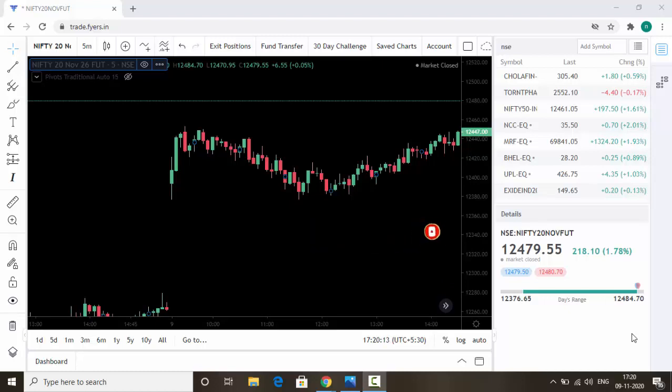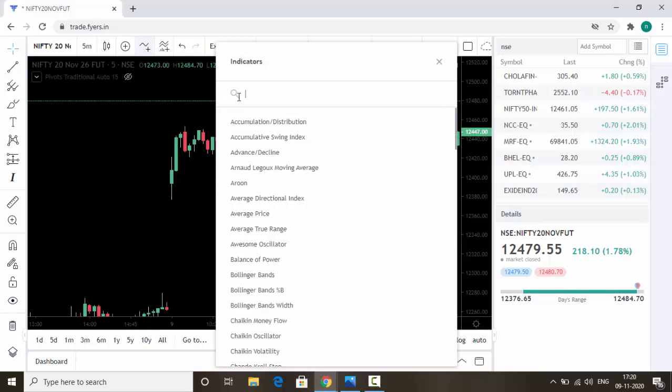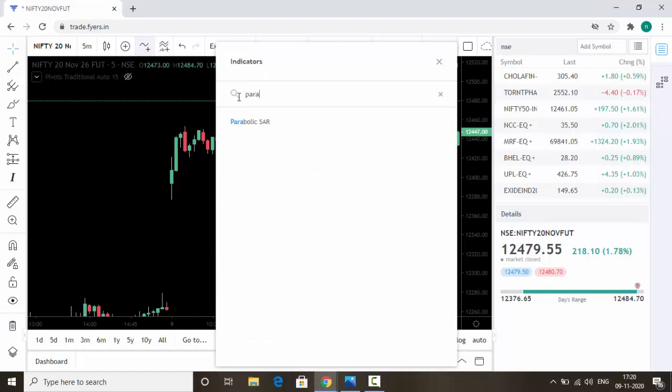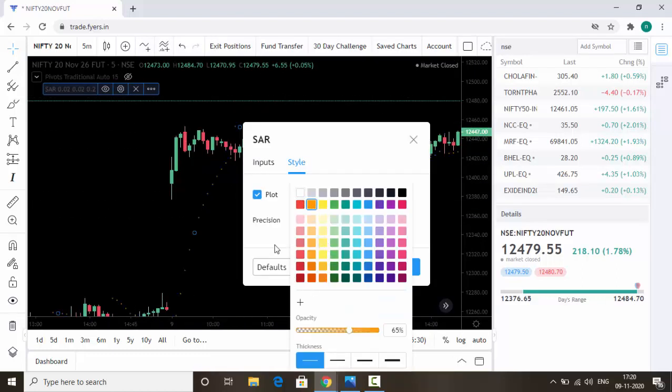Okay, let's discuss today's topic. Today we are going to discuss Nifty and Bank Nifty intraday trading strategy. For that, first we need to set up the chart. We need to add some indicators. The first one is Parabolic SAR. Here I am just going to change the color for more visibility.